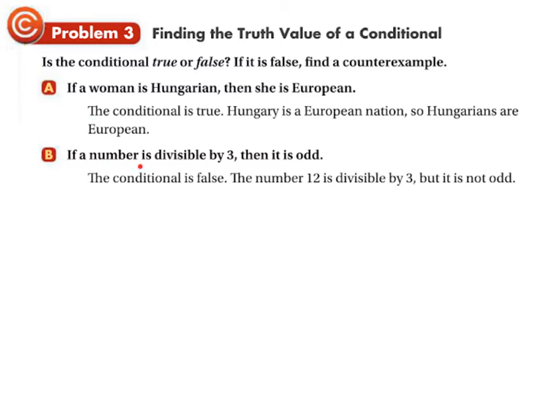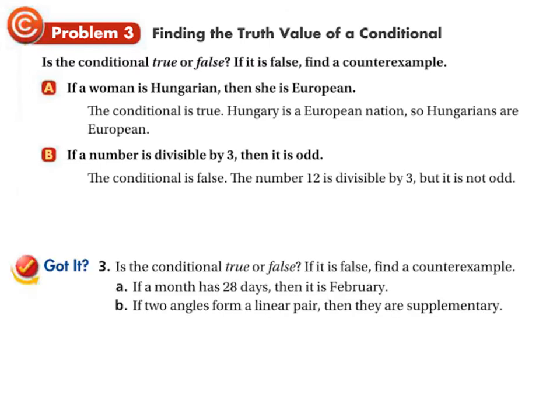What about this one? If a number is divisible by 3, then it is odd. Actually, every other multiple of 3 is even. 3, then 6, then 9, then 12, then 15, then 18. And as you can see, this statement is false. The one counterexample we need to find in order to prove it's false is the number 12: it is divisible by 3, but it's not odd. And you only need one, even though there are more that are available. So try these got it problems, see how you do.